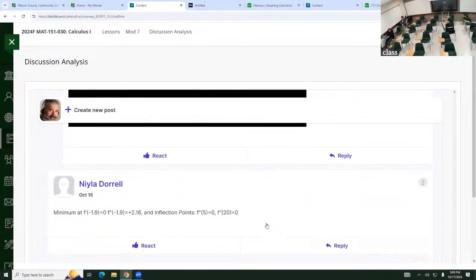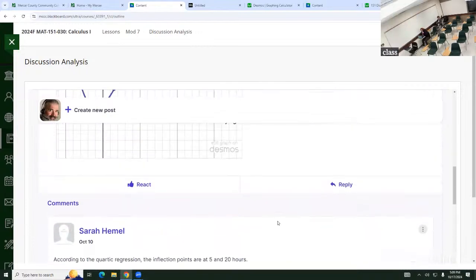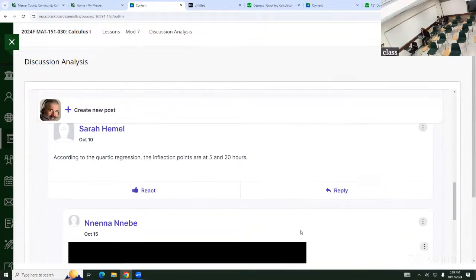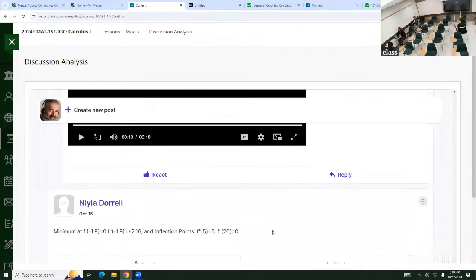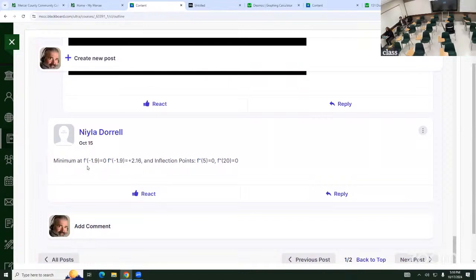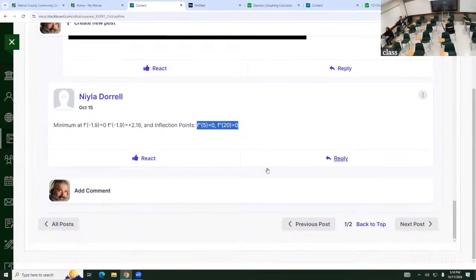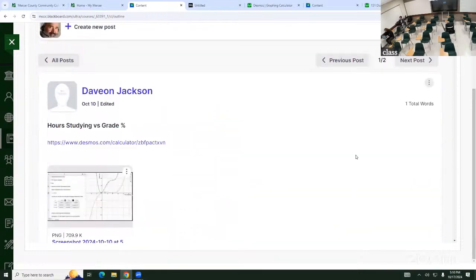Is it about taking a test? It's about our grade. Right, so you might want to say that's minus 1.9 hours. Okay. So Nyla says the minimum says, you see, this F prime of minus 1.9 is 0. F double prime is positive, that makes it a minimum. The inflection points, she has both the second derivatives equal to 0. Okay. Any questions on that? That looks good. Thank you, Nana.